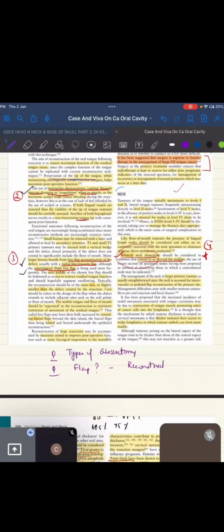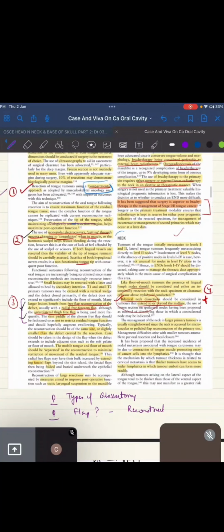These are the names of flaps which are given. You can answer free flap reconstruction by either radial free forearm flap or ALT. Any one of them you can answer. Both are given in your answer.